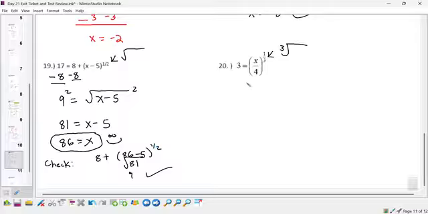Box of joy. Now, here, there's nothing to do but cube. So I'm just going to cube both sides because there's nothing else going. That's just like 3 equals the cube root of x. So we're just going to cube. And 3 times 3 times 3 is 27.